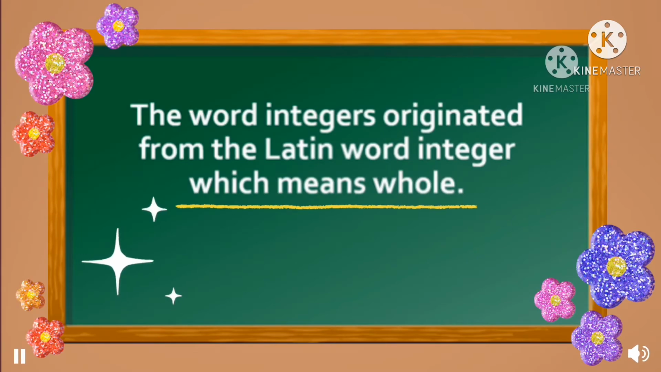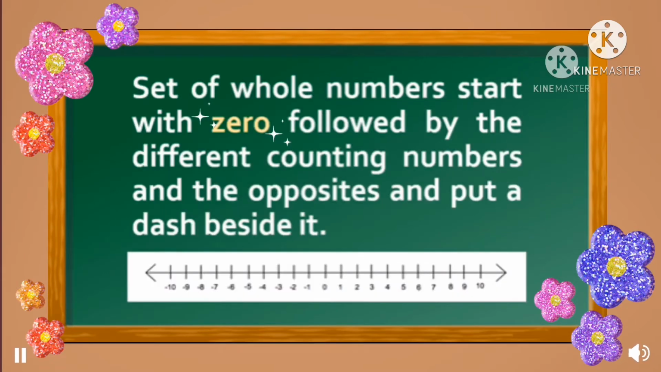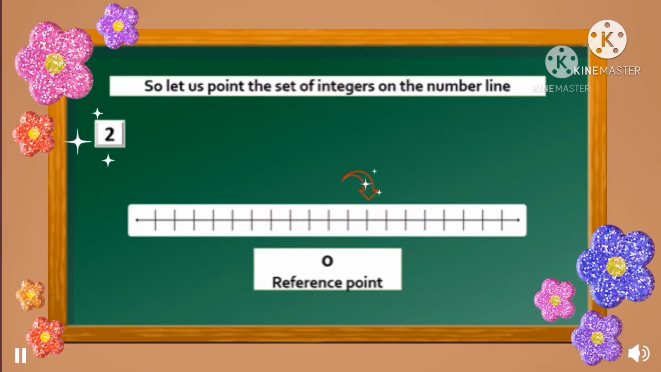Integer is life. The word integer originated from the Latin word integer, which means whole. Integers are a special set of whole numbers comprised of 0, positive numbers, and negative numbers. The set of whole numbers starts with 0, followed by the different counting numbers and their opposites, with a dash beside them. So let us point the set of integers on the number line.